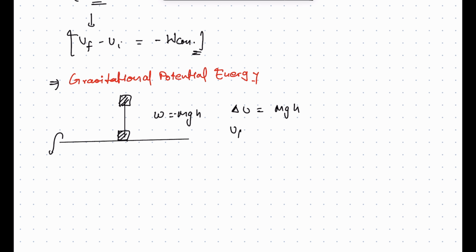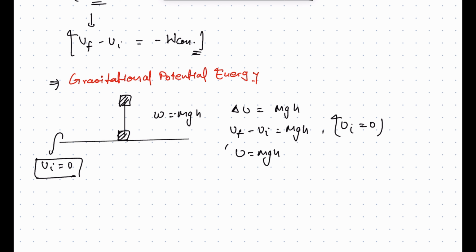So this is going to be U final minus U initial equals mgh, and U initial is going to be 0. Why? Because we have assumed that the gravitational potential energy on the ground is 0. We can also take this reference anywhere, so then the U becomes mgh. Potential energy at height h from the surface or from the reference point is going to be mgh, because g is constant near the earth's surface. So this is one, gravitational potential energy.